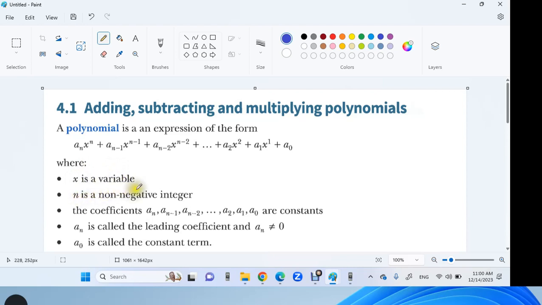n is a non-negative integer. So we have 0, 1, 2, 3, 4, 5, and so on. a_0, a_1, a_2 are the constant coefficients for the variable. a_n is the leading coefficient and a_n cannot be 0. a_0 is the constant term.